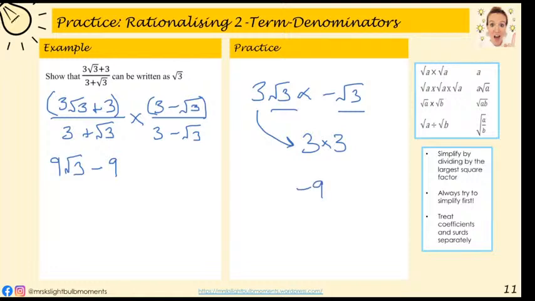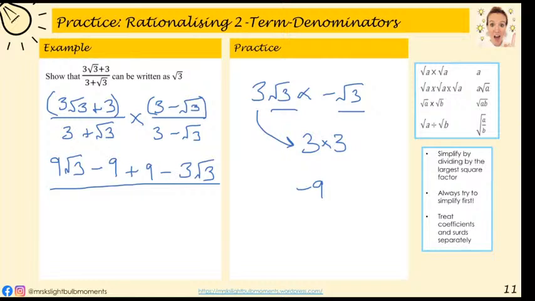Okay. Then let's move on to the 3, so that's the second term in my first bracket. I multiply by the first term in my second bracket. 3 times 3 is 9, so we're now adding 9. And then 3 times minus root 3 is minus 3 root 3. So that's my numerator done. I'm going to simplify it in a minute.